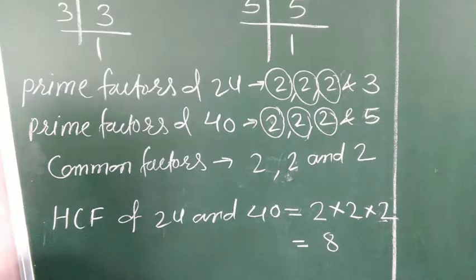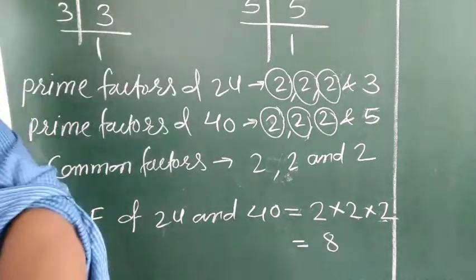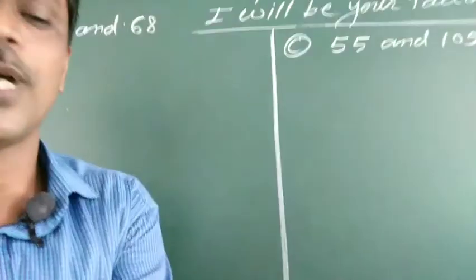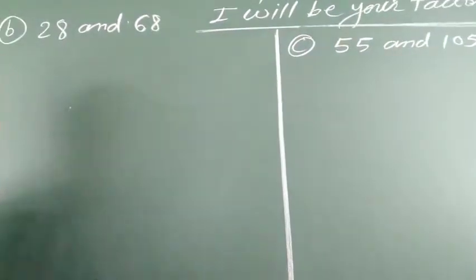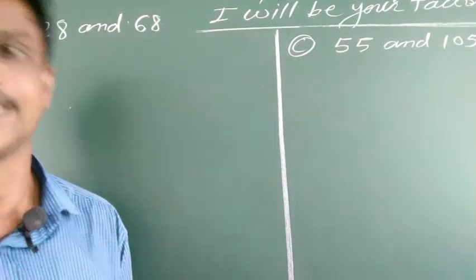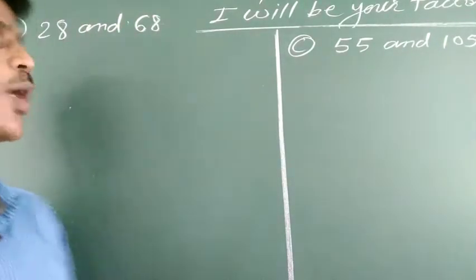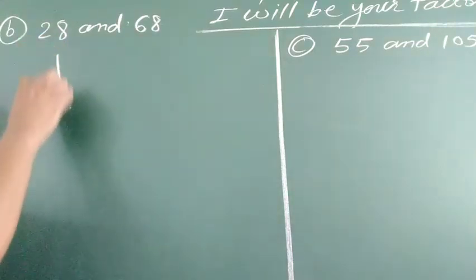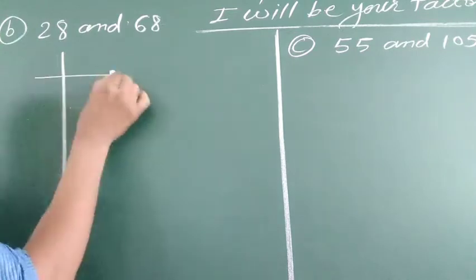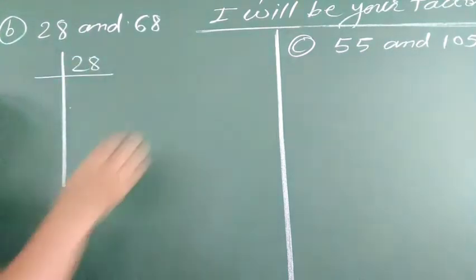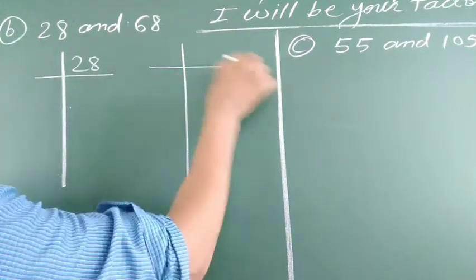So dear student, same way we can find out the SCF of any other numbers now. See, we will try the next example. Next example it is 28 and 68. Again we have to find out the prime factors. First of all we will find out the prime factors of 28, and then we will make a list for 68.